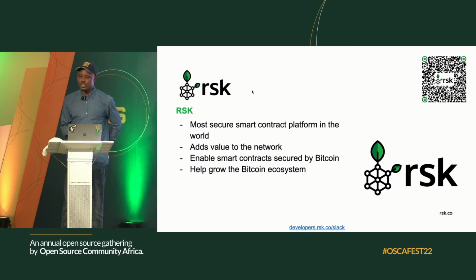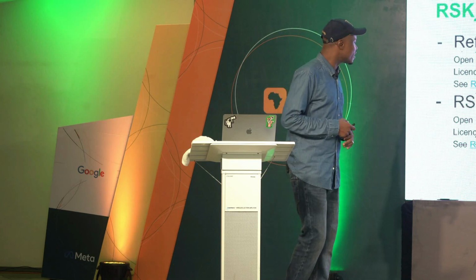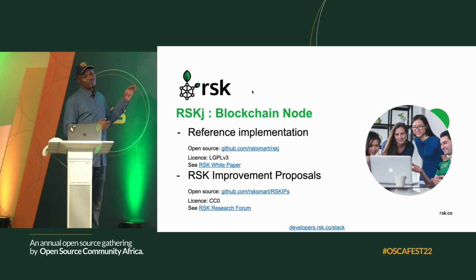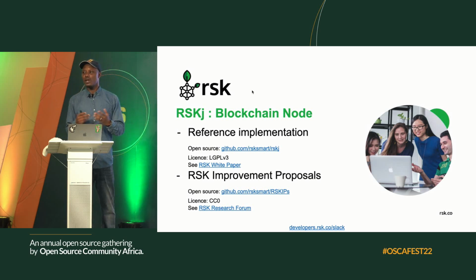But all these discussions happen on the RSK improvement proposals, which we call RSKIP. This improvement proposal repository is also open source, okay? And you can find it on GitHub at github.com/rsk-smart. Look, I have all these URLs. I'm going to share them. I hope if I can have your emails, I'll be able to share this round.